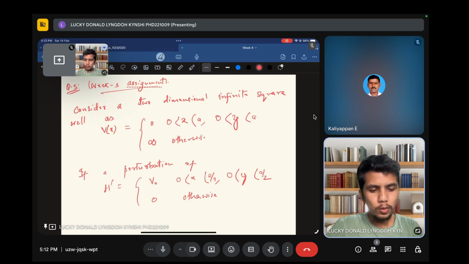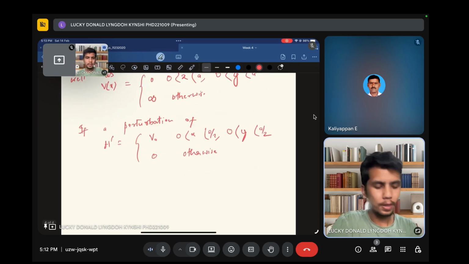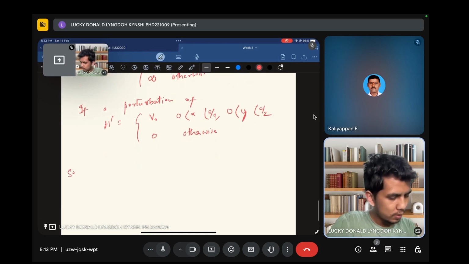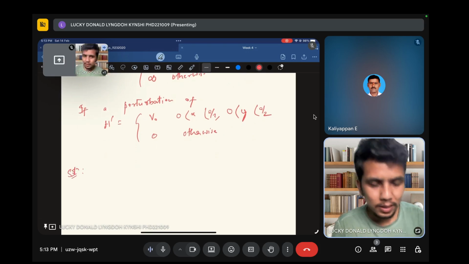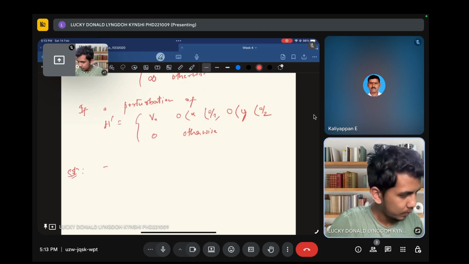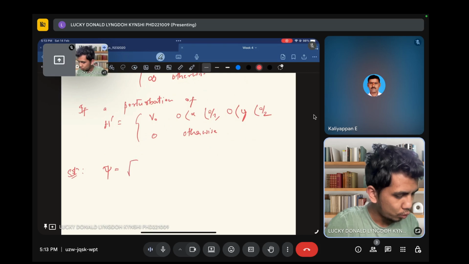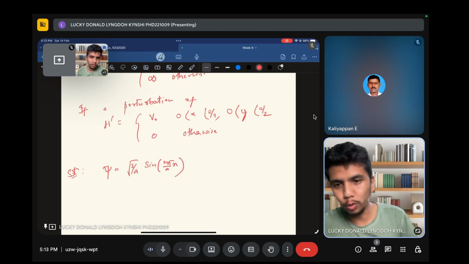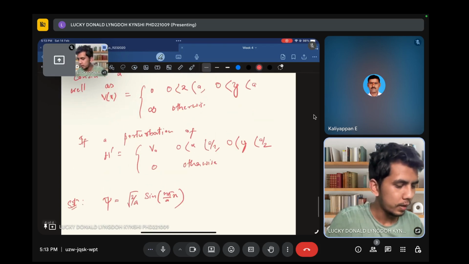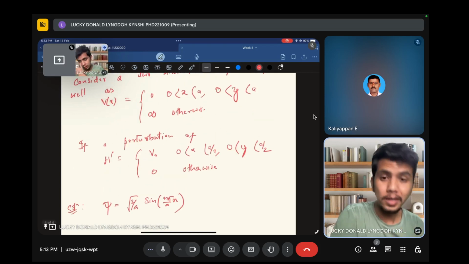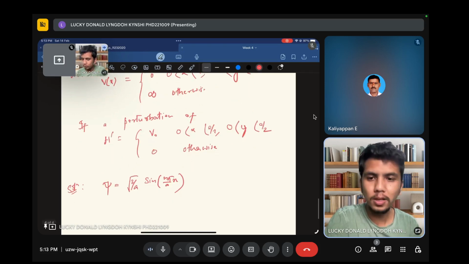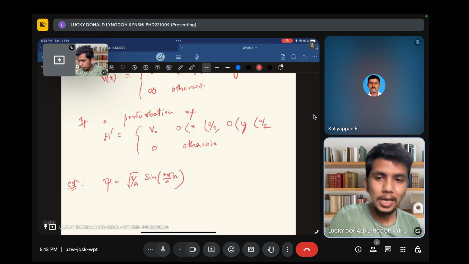Okay, so if you remember, if there is no perturbation, then the solution of such problems where it is an infinite potential box is easily given by psi equal to root 2 by a sine of n pi by a x. This is the original wave function solution, right? If you solve this for x equal to 0 to a, I'm talking about a one dimensional solution.